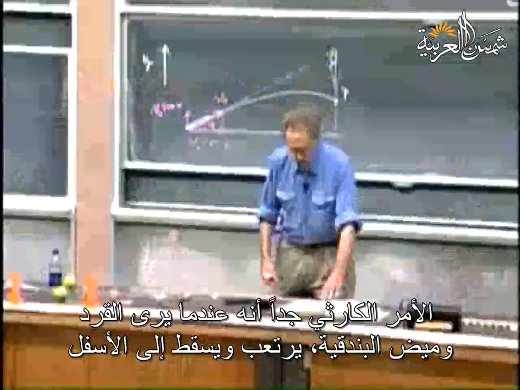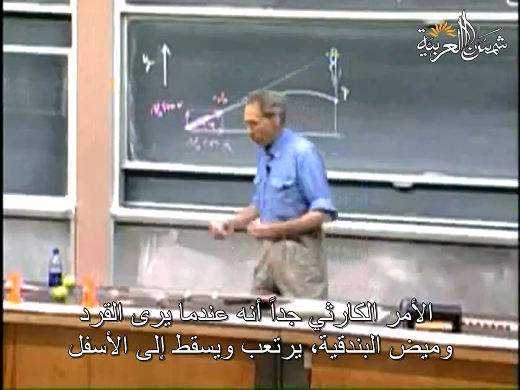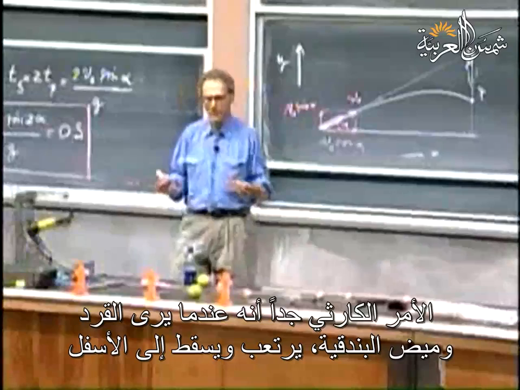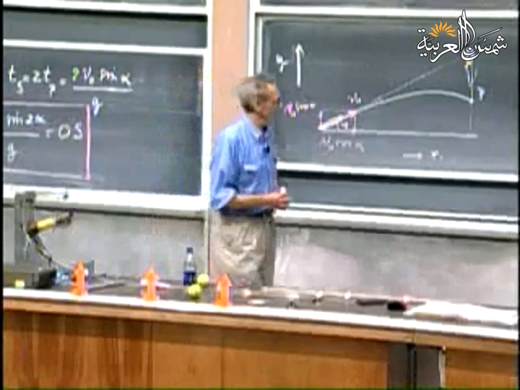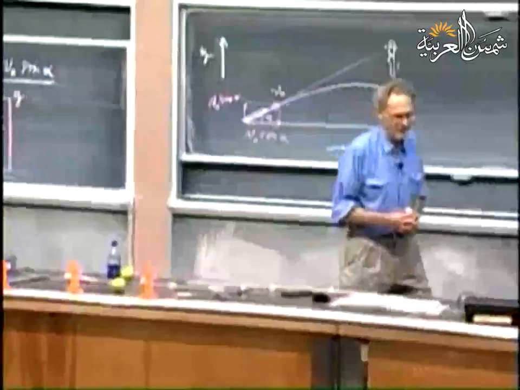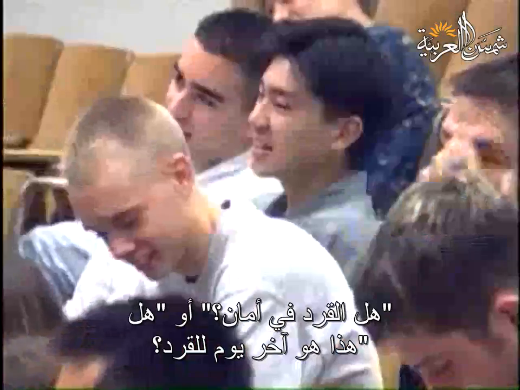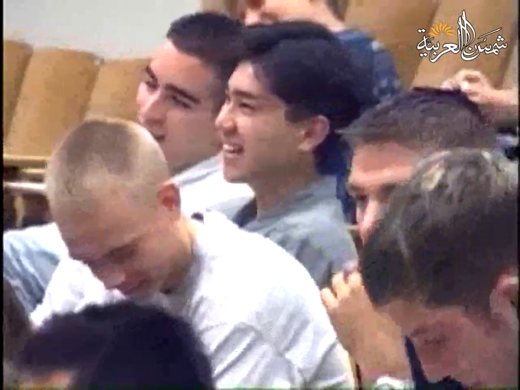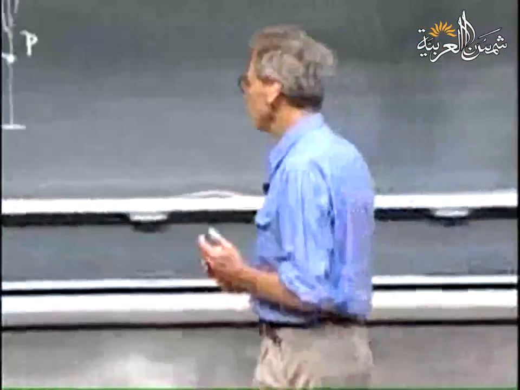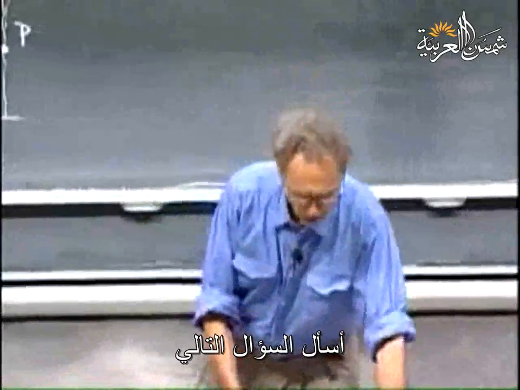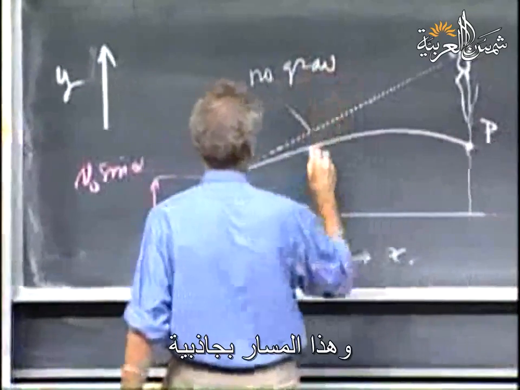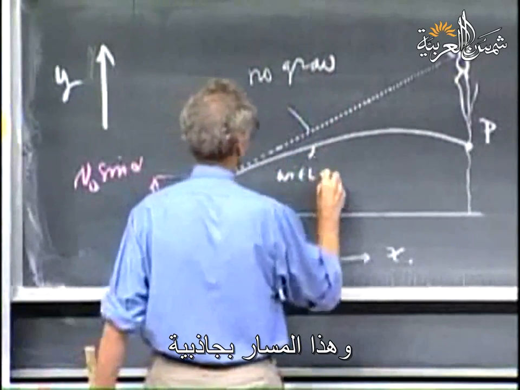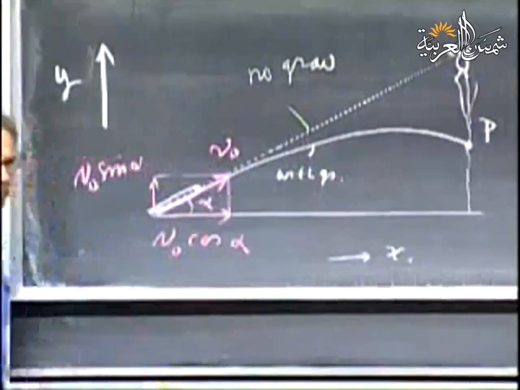Now, it is very tragic, but true, that when the monkey sees the flash of the gun, it lets go. And now comes the question, is the monkey safe, or is this the last day of the monkey? I ask the following question. This would be the trajectory with no gravity, and this is the trajectory with gravity. We can both agree on that.